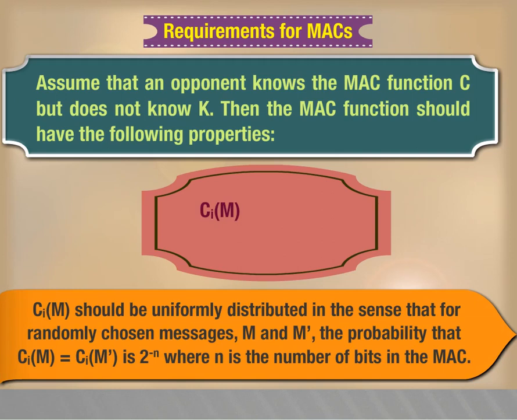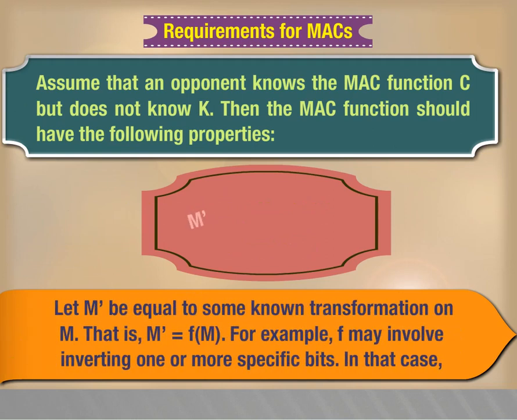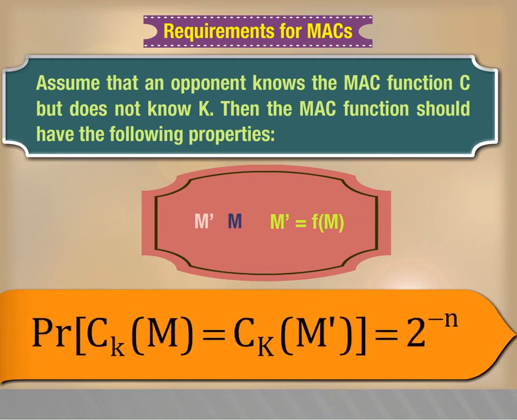Two, Ck of M should be uniformly distributed in the sense that for randomly chosen messages M and M', the probability that Ck of M is equal to Ck of M' is 2 power minus n, where n is the number of bits in the MAC. Three, let M' be equal to some known transformation on M, that is, M' is equal to f of M. For example, f may involve inverting one or more specific bits. In that case, the probability that Ck of M is equal to Ck of M' is 2 power minus n.